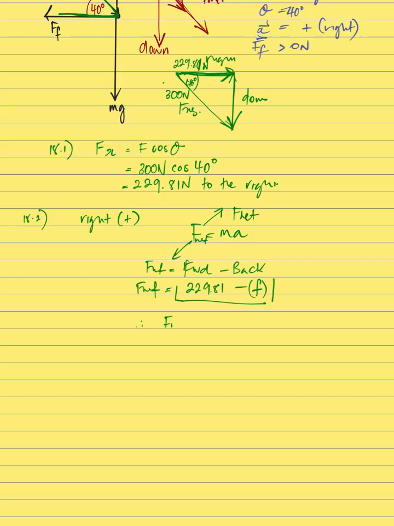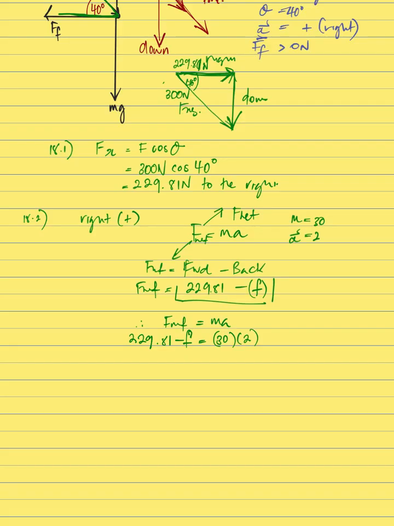So therefore, F net is equal to ma, where F net is actually 229.81 minus the force of friction. So we can even say, minus the force of friction times the mass, which I know is 30 kilograms, times the acceleration, which they gave you at 2. So m is equal to 30, a is equal to 2.